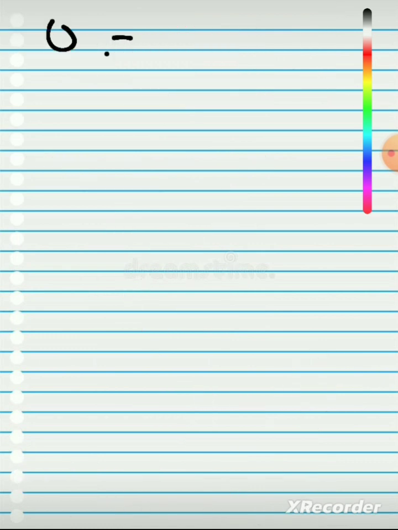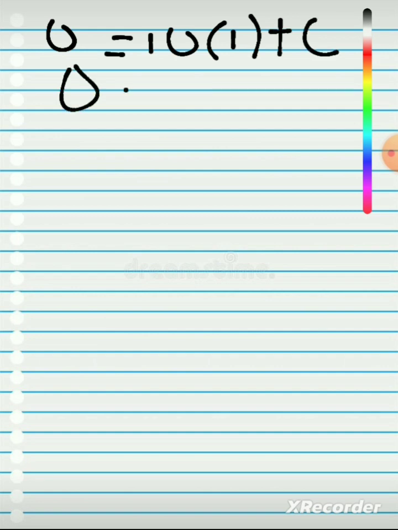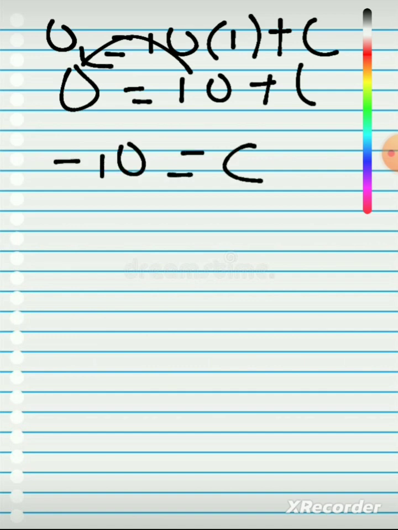So we have 0 = 10(1) + c. So it's going to be 0 = 10 times 1, which is 10, plus c. So 10 can come this side. It becomes -10 = c. So this is the y-intercept.